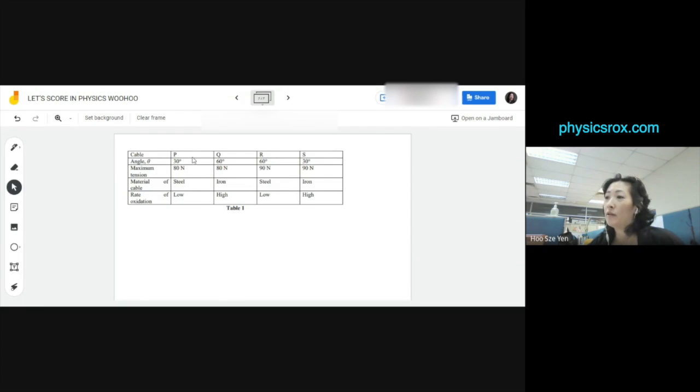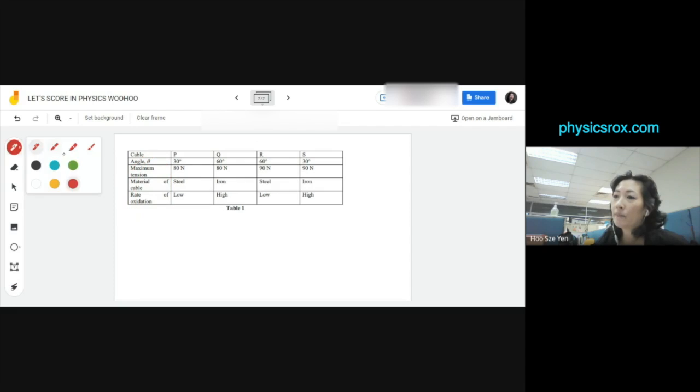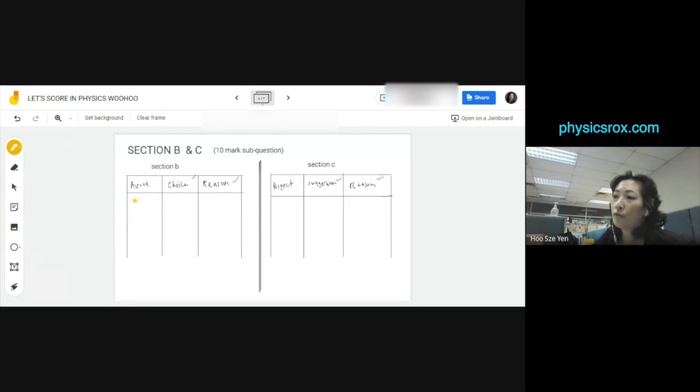Let's say this is a sample table from a Section B question. This one came out in 5CT1 this year. Don't bother about the question for now. They will give you a table, and you need to choose from P, Q, R, S. What are all the aspects? These are the aspects that you can copy down into this part. So this is from the question.